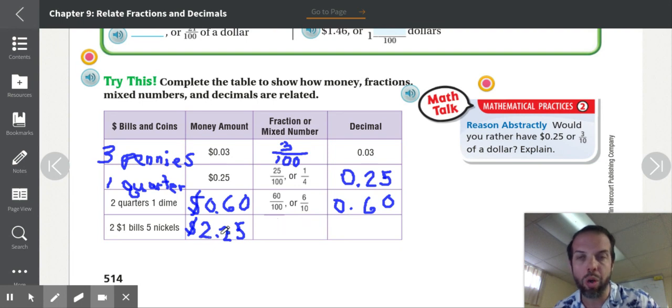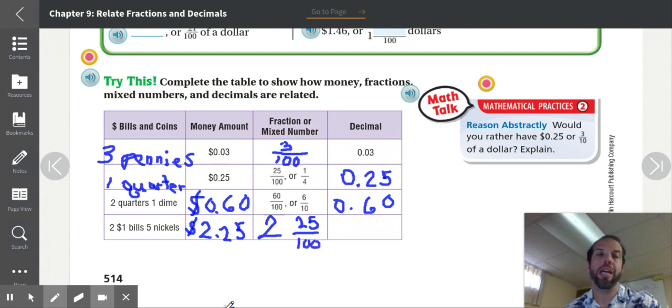Well, since there's a whole, I'm going to write 2. That's my whole number. My numerator is going to be 25. And my denominator with money is always going to be 100. Always. When you're talking about money, that denominator will always be 100 because there's 100 cents to make up 1 whole dollar. So how do I write it as a decimal?